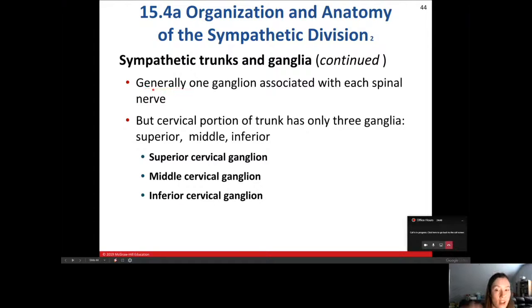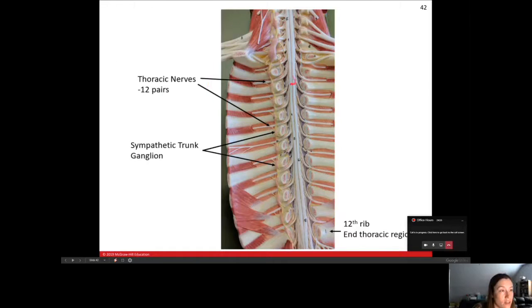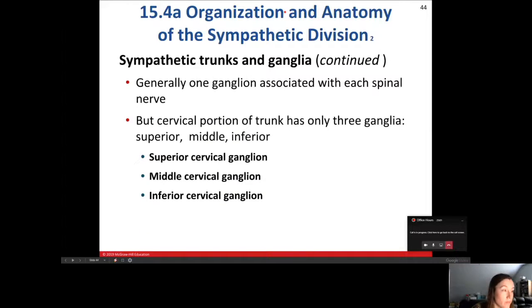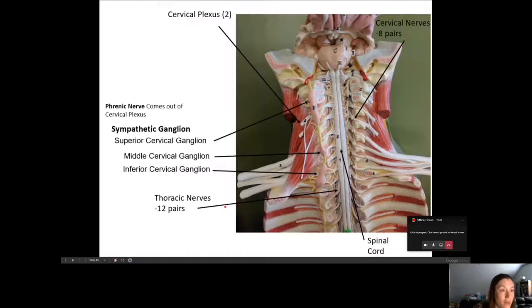Now, generally, through the thoracic and lumbar areas, you have one ganglion associated with each spinal segment. So you can see one associated with each spinal segment. But in the cervical areas, you don't have quite that many. You only have 3. And so you have a superior cervical ganglion, a middle cervical ganglion, and an inferior cervical ganglion. And we can see them on this model. So we have the superior cervical ganglion, the middle, and the inferior cervical ganglion. And then we can see the phrenic nerve is this guy over here that comes out of the cervical plexus.